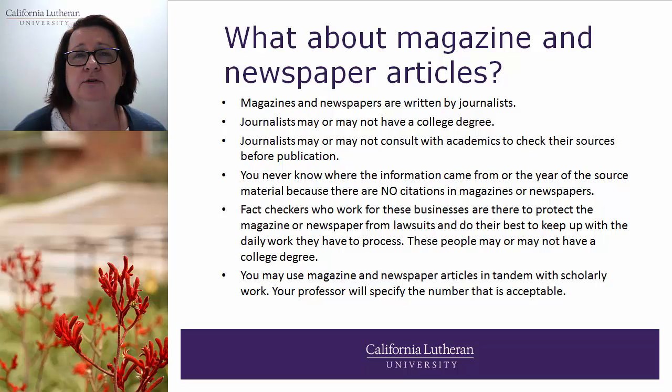Your professor will usually give you a number of scholarly resources that must be included in a paper. The rule of thumb is that you want at least as many scholarly as non-scholarly. So if you have 3 scholarly and 3 non-scholarly, sometimes that can be okay. You really want to ask your professor what they're looking for. Some professors don't want anything that's not scholarly. But if your topic is very timely or very present tense oriented, you're going to need magazine and newspaper articles. So why shouldn't you have an entire paper based on magazine and newspaper articles?